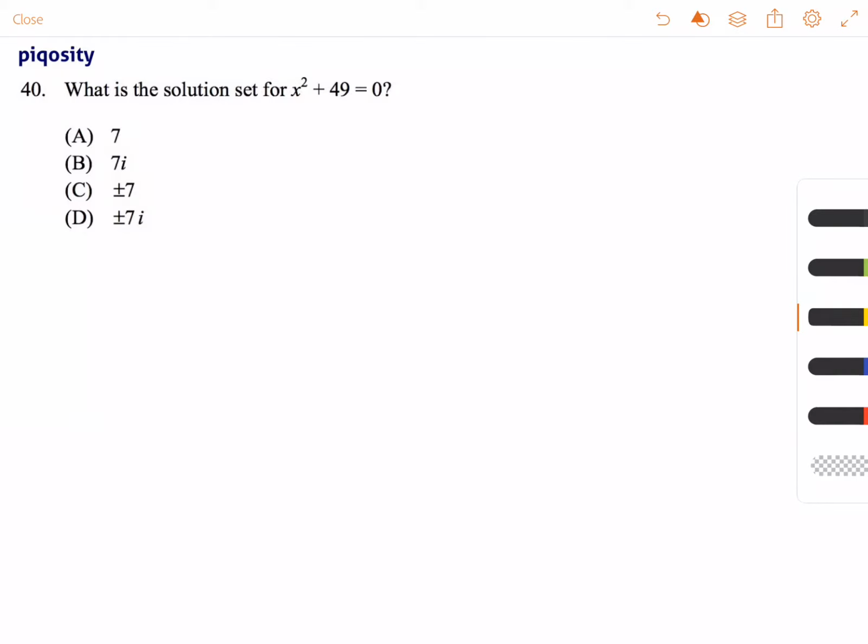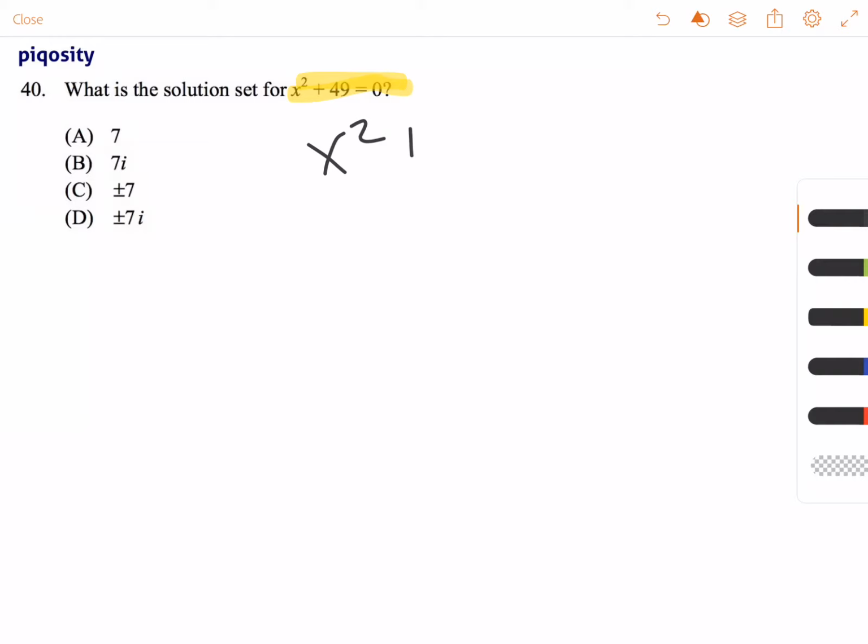This is Stephen, and this question is testing your knowledge of how to take the square root of numbers, but also if you understand how imaginary numbers work. So the question asks, what is the solution set for x squared plus 49 is 0? So let's start off by trying to figure out what x might equal.